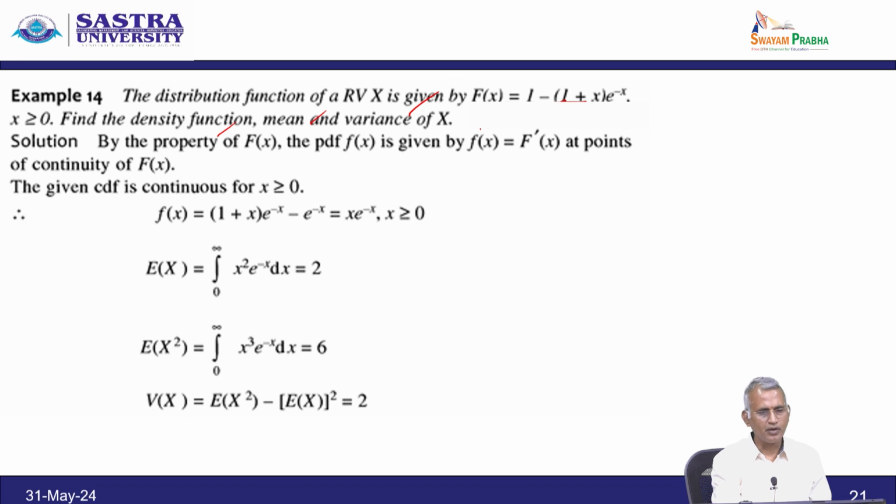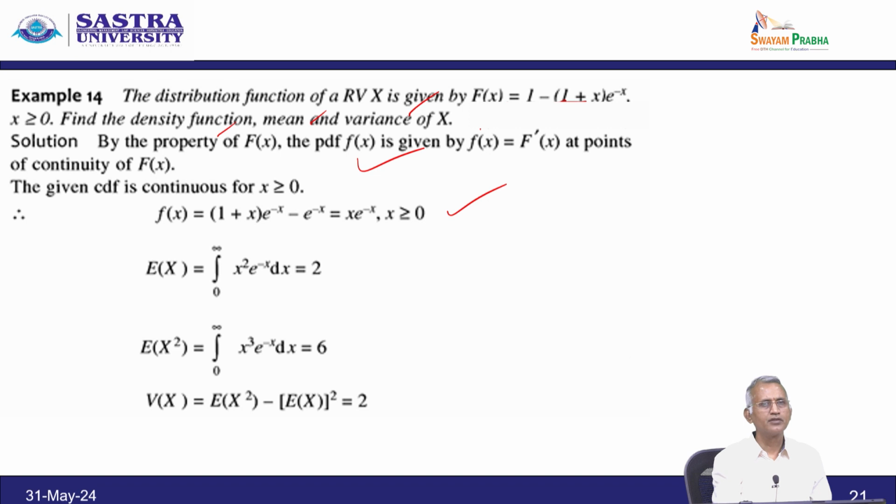So, according to the property of F of x, the probability density function small f of x is F dash of x at the points of continuity of F of x. The given CDF is continuous for x positive. So, f of x equals (1 plus x) into e power minus x minus e power minus x, and simplifying, equals x into e power minus x.